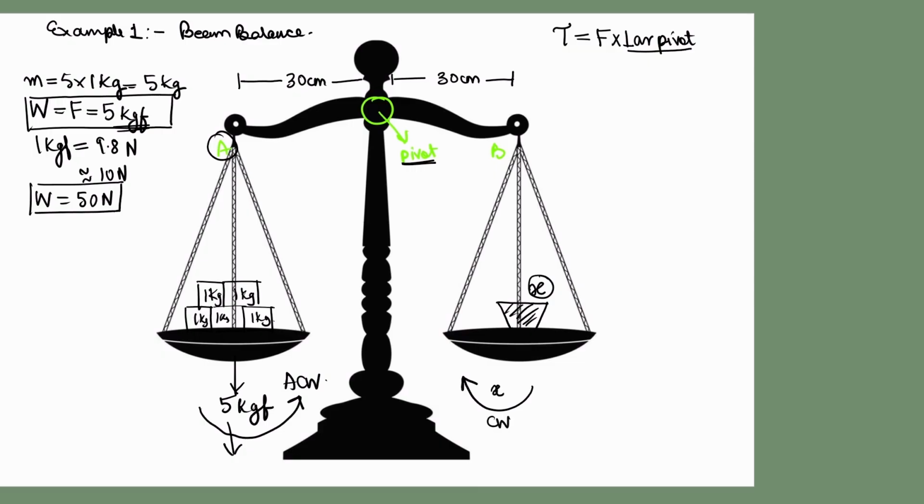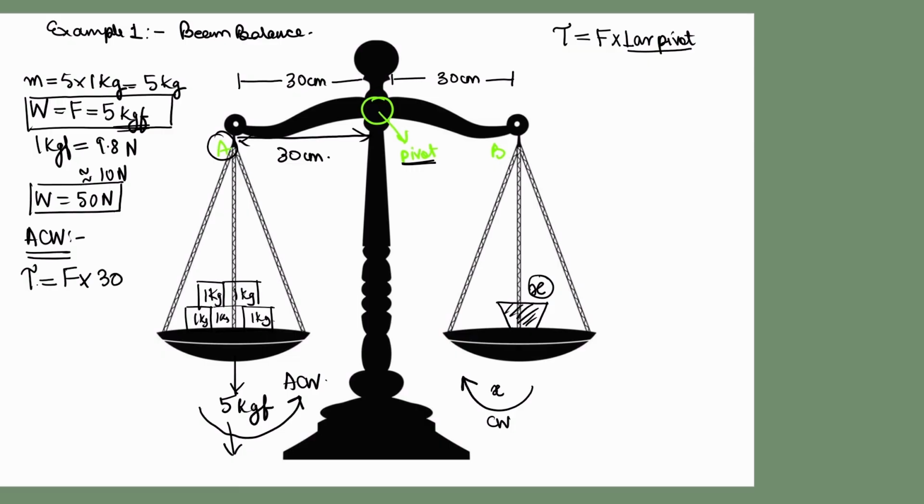So let us apply the clockwise motion and the anti-clockwise motion. For anti-clockwise, we already know the value. The anti-clockwise torque is going to be the total force into the perpendicular distance from the pivot. What is the perpendicular distance from the pivot? It is 30 centimeter. So it is going to be F into 30.